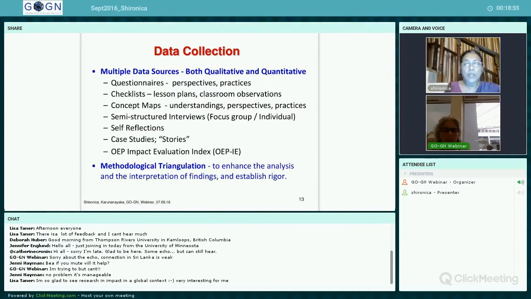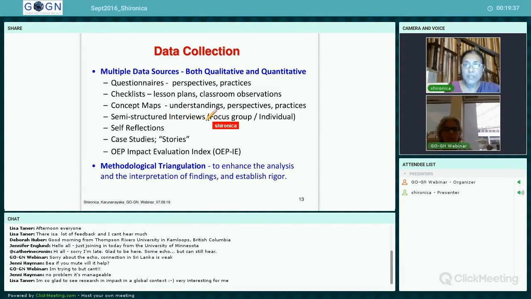where we analyze their lesson plans, what they are currently planning, and also some classroom observations to see how it's happening, because they are our student teachers, so we could go for their classroom observations. Then another strategy we used was concept maps. I will come to that later. That was very interesting, because we wanted to see how they map out their understandings as they go through this process. So a series of concept maps were developed during the process.